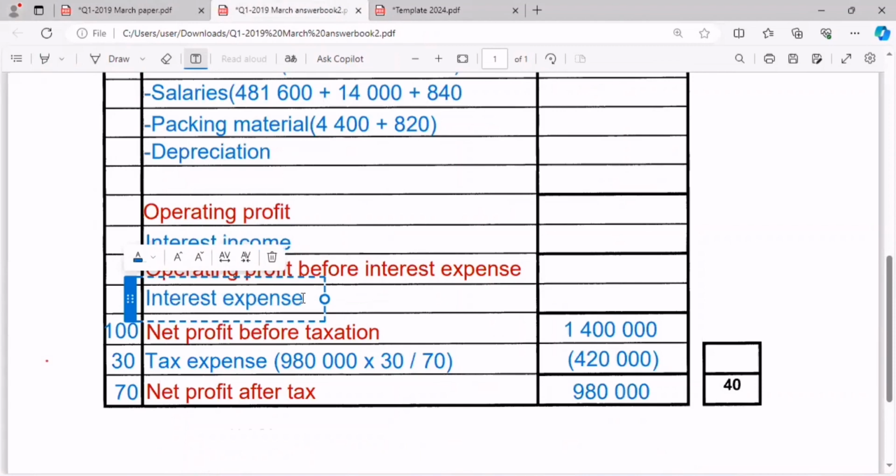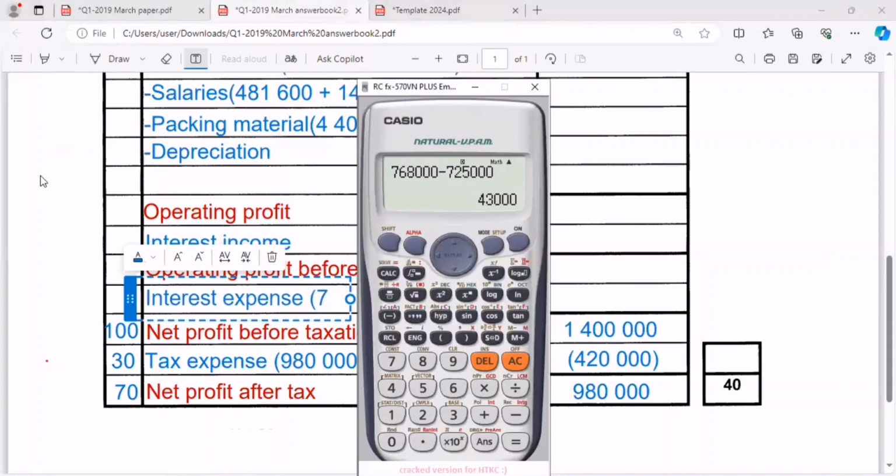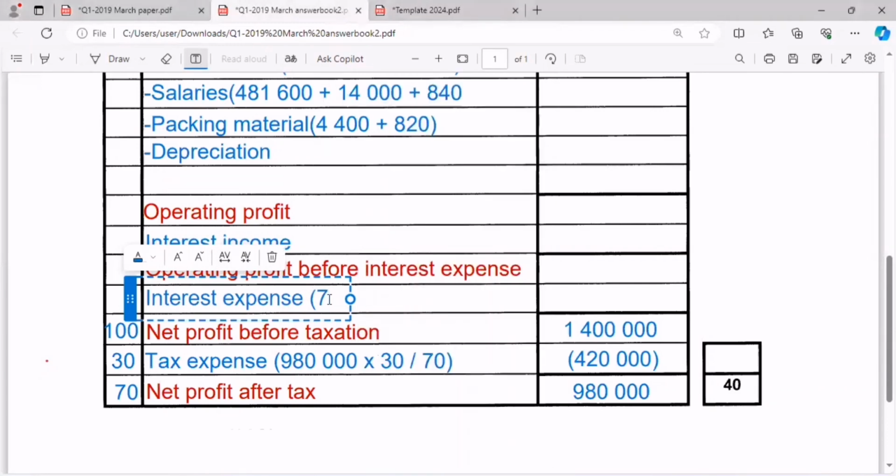So interest expense, we can show workings here. 768 minus 725 gives us 43,000. So it is an expense, so we put it in brackets.